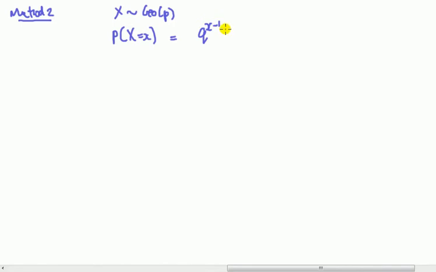Okay, next we're now going to turn to method 2 for the geometric, and just so that you can see it, we're going to use the probability mass function. So if x is geometric with parameter p, where I've defined x as the number of trials until the first success, then you failed x minus 1 times, and then you get your success. So this is the probability mass function.